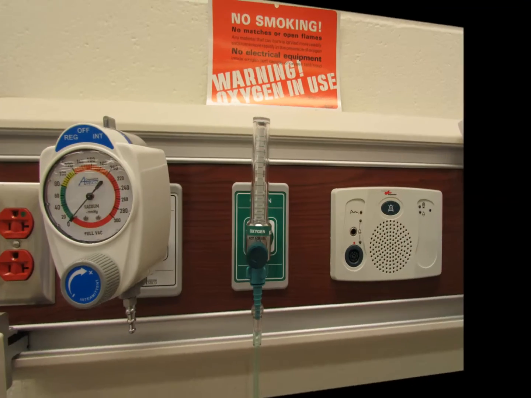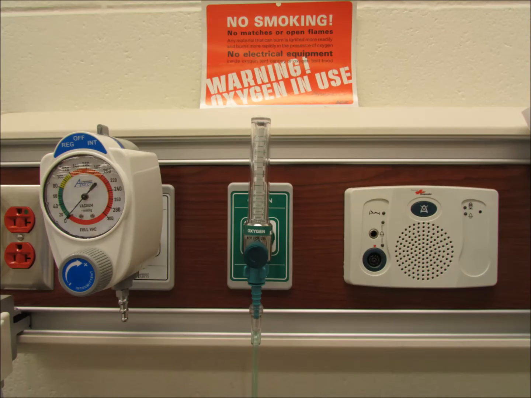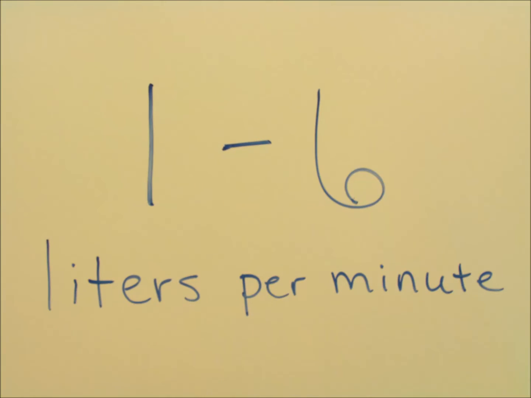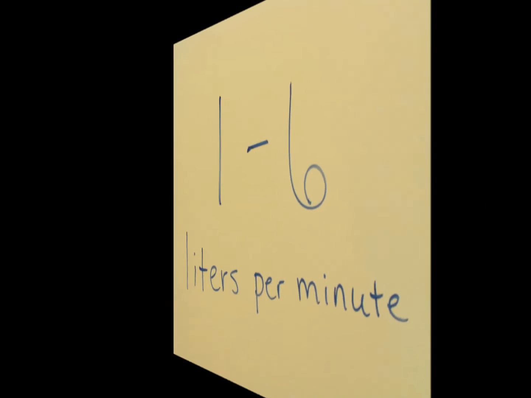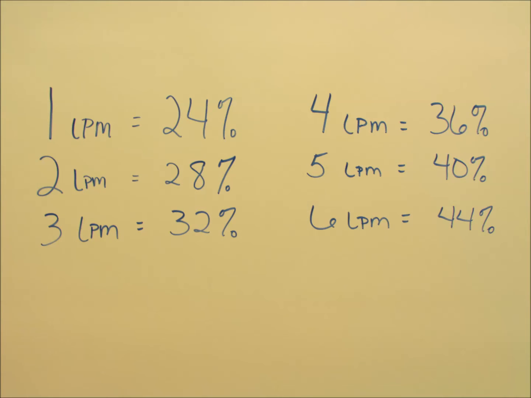You will need to connect the other end of the nasal cannula to an oxygen flow meter and set a flow rate. For a nasal cannula, this will be between 1 and 6 liters per minute. This will give the patient approximately 24 to 44% of supplemental oxygen. So for patients who only need a smaller amount of supplemental oxygen, this would be a great device.